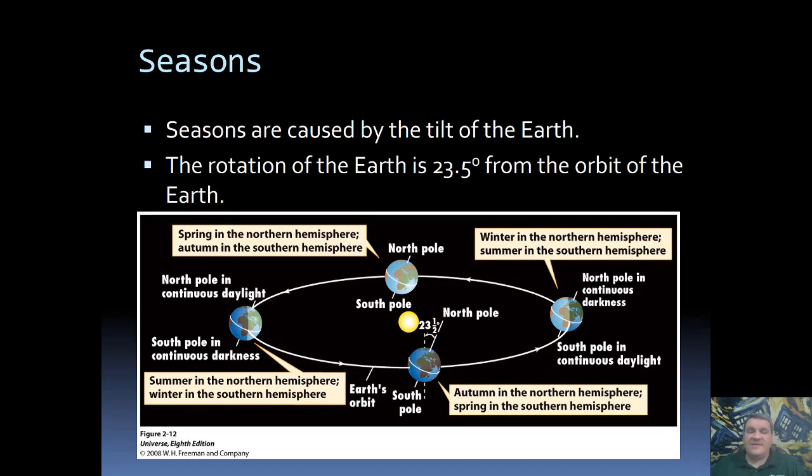Something else that you've probably noticed happens to the Earth are seasons. The seasons are actually caused by the tilt of the Earth's axis. Now, what do we mean by tilt of the Earth's axis? What this means is as we compare how the Earth rotates on its axis to how it is revolving, or orbiting, around the Sun, those two are shifted by 23.5 degrees. It's this shift of 23.5 degrees that then leads to all of the seasons.